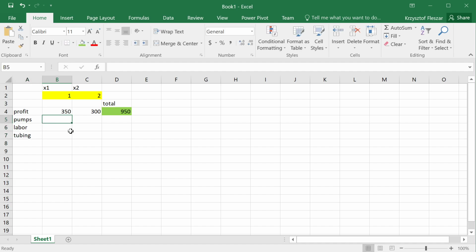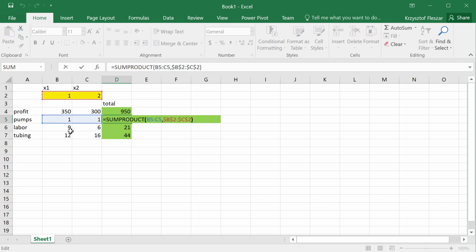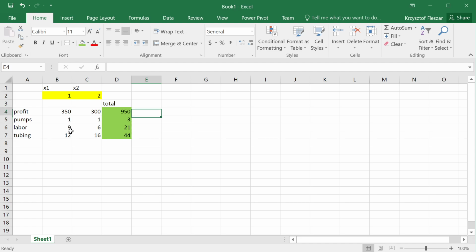And the consumptions were 1 and 1 pump, 9 and 6 labor hours, and then 12 and 16 feet of tubing. Then the total used can be calculated using the same function provided to use the dollars here, right? So this uses 3 pumps, 21 labor hours, and 44 feet of tubing. And then I can also say available units. Available units were 200, 1566, and 2880 for their respective inputs or resources.